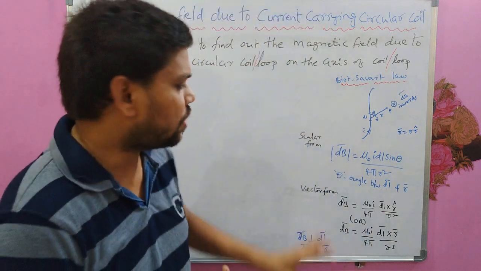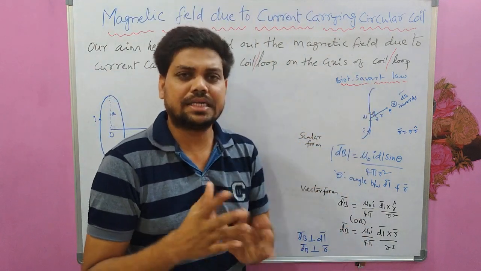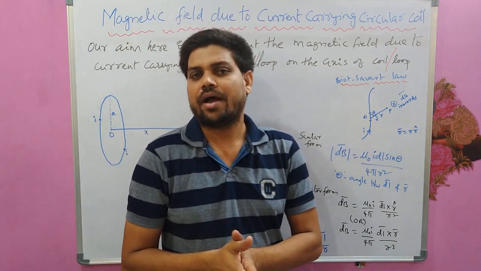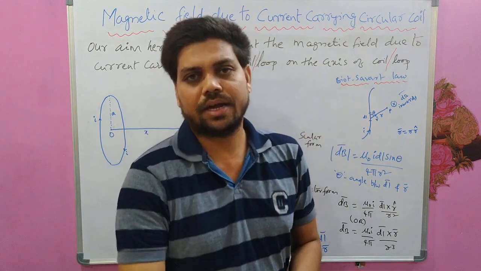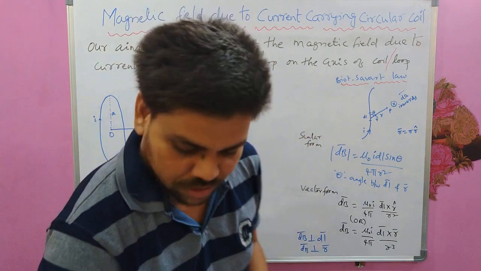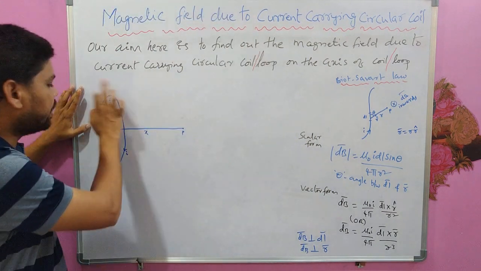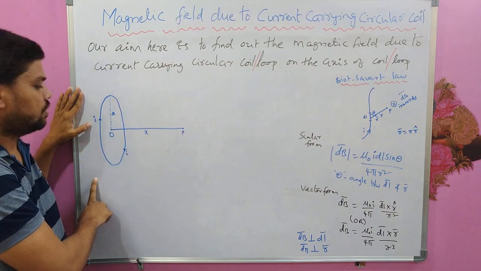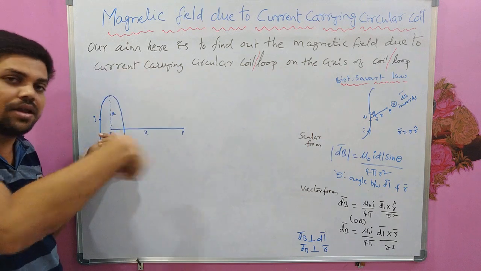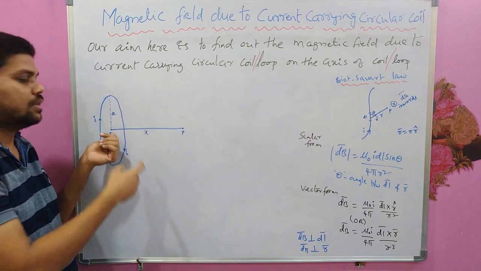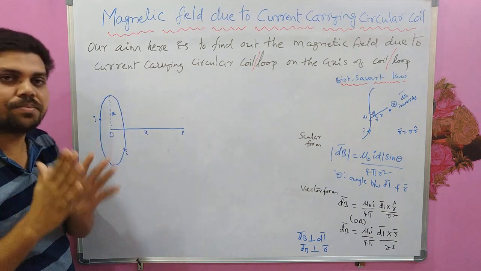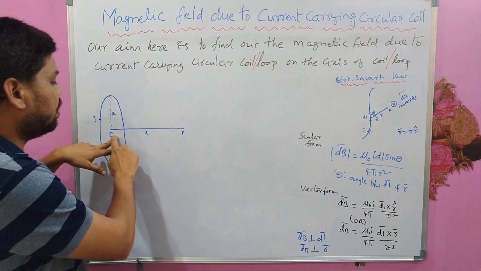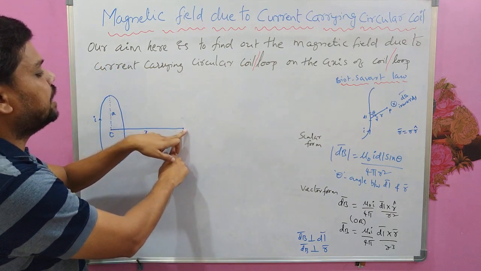Okay, so with this knowledge of Biot-Savart law, let us now calculate the magnetic field produced by a current carrying coil on the axis of that coil. This is the current carrying coil that I have considered, through which current I is flowing. Because it is a circular loop or circular coil, its radius I am taking as small a. And our aim here is to find out the magnetic field on the axis of it, anywhere on the axis.